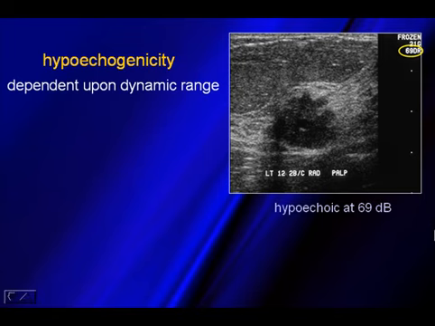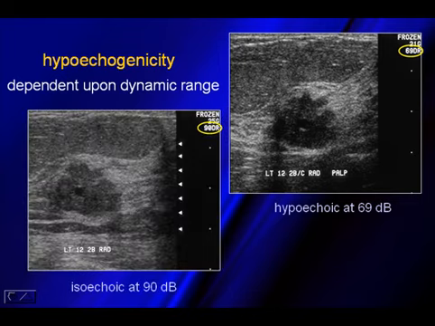Now looking, why is it we don't see this feature as often as we used to? I'm going to show you the same lesion scanned the same day. The only difference is I changed the dynamic range. Here we have a dynamic range of 68 dB, and then what I'm going to do is actually increase my dynamic range to 90 dB. Notice here where we have a lesion that is markedly hypoechoic compared to the fat. Now this lesion is almost isoechoic compared to fat, and the only thing I changed was dynamic range.